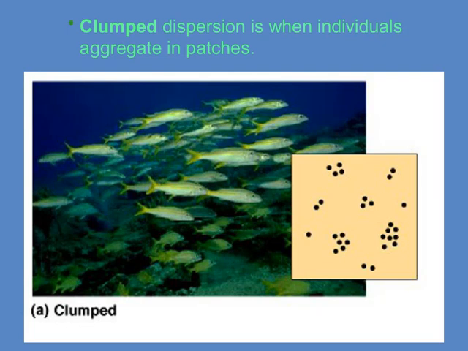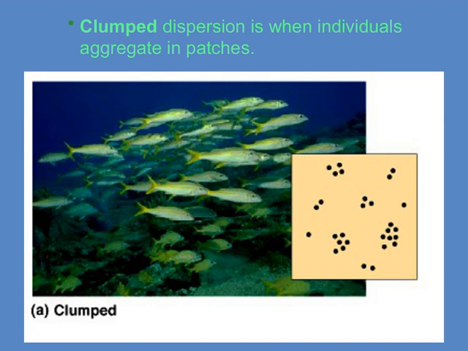Clumped dispersion is when individuals tend to gather in specific patches or groups rather than being spread out evenly. This pattern often occurs because resources like food, water, or shelter are unevenly distributed across the environment. When these resources are concentrated in certain areas, animals or plants naturally cluster around them to maximize their survival chances. It's also common in social species, where group living provides protection or helps with reproduction. Recognizing clumped dispersion helps us understand how organisms adapt to their surroundings and how their populations are structured.